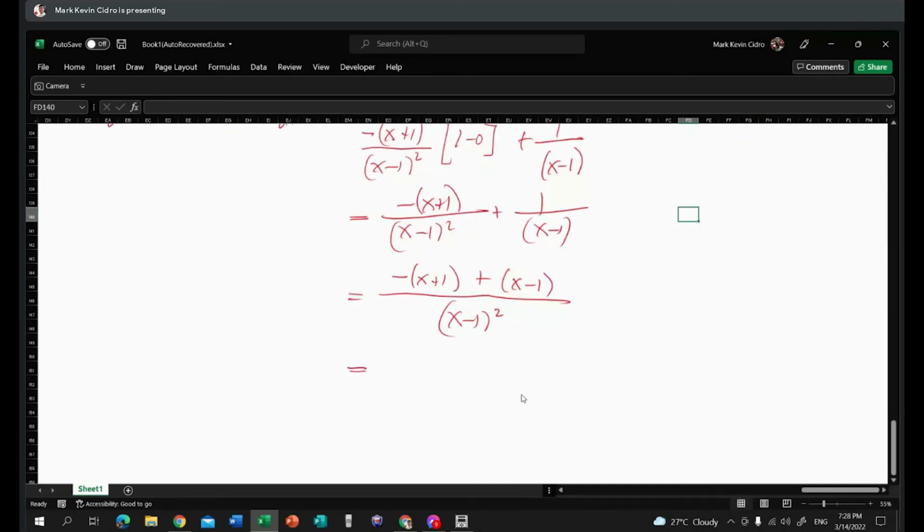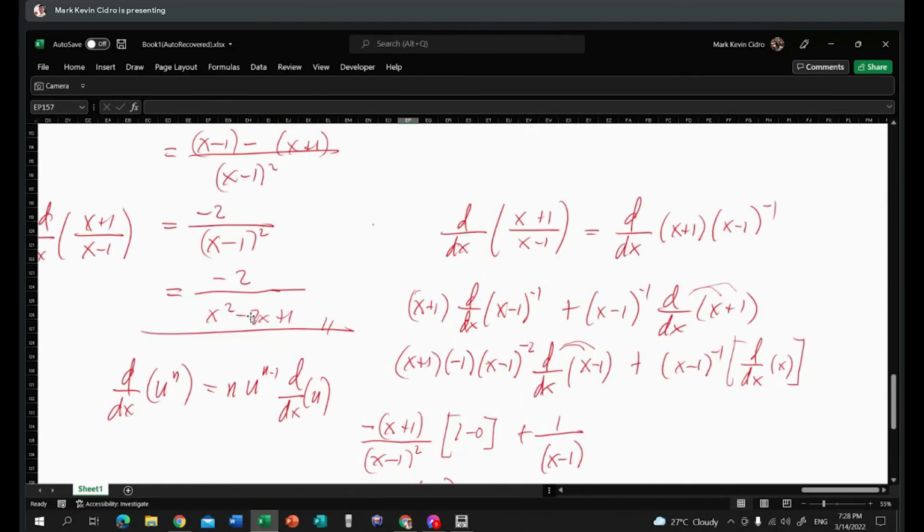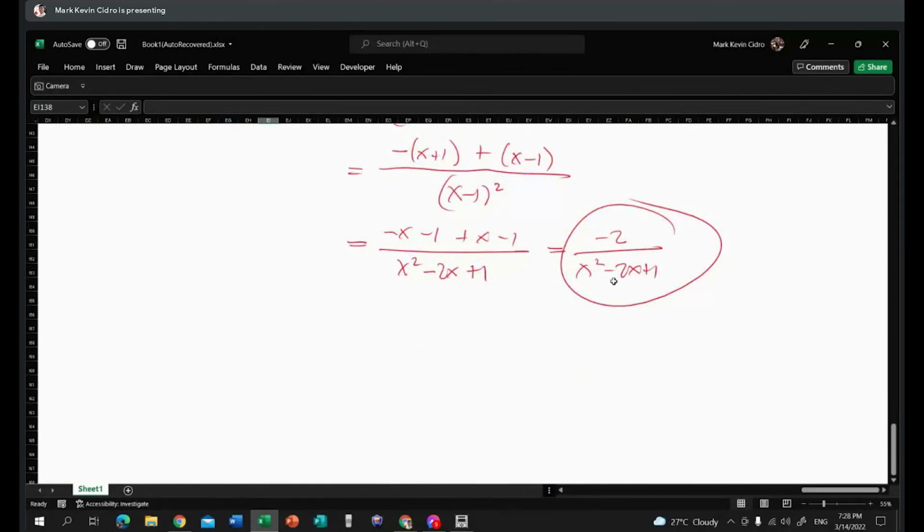Then if you try to simplify this further, this will be negative x minus 1 plus x minus 1 over expand. This is x squared minus 2x plus 1. X squared minus 2x plus 1. Okay? And this is equal to, paano ba? X minus x, negative 1 minus 1, that is negative 2, over x squared minus 2x plus 1. This is the answer. Is that the same with the answer kanina? It's right here, di ba? Negative 2 all over x squared minus 2x plus 1. Same lang sila. Di ba?